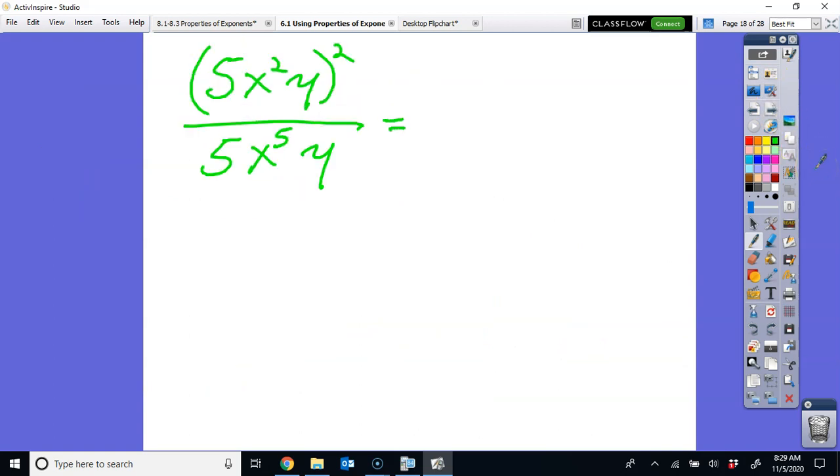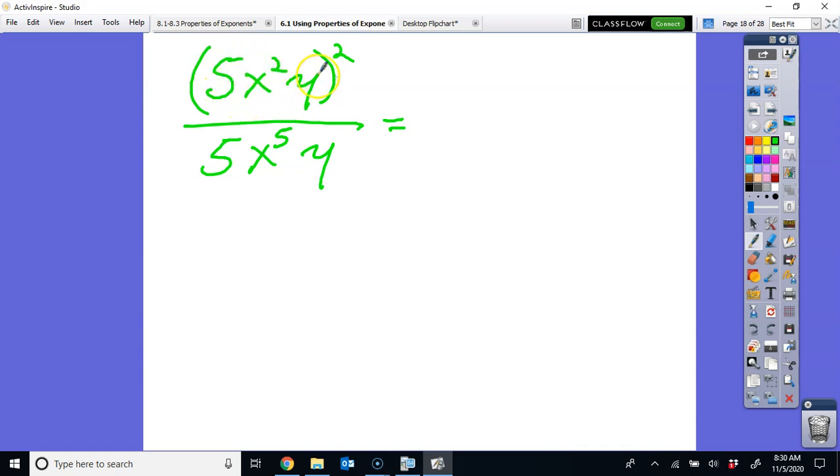All right, let's do another example here that requires multiple properties. So notice on the top, I have this parentheses that is squared. When I have that parentheses like that, remember that is the power of a product property that says I need to raise everything on the inside to the power. Remember, that only works if the things on the inside are multiplying or, we're about to see in a minute, dividing. But when we have things inside here that are adding and subtracting, we're going to do something totally different. That's not one of the properties.